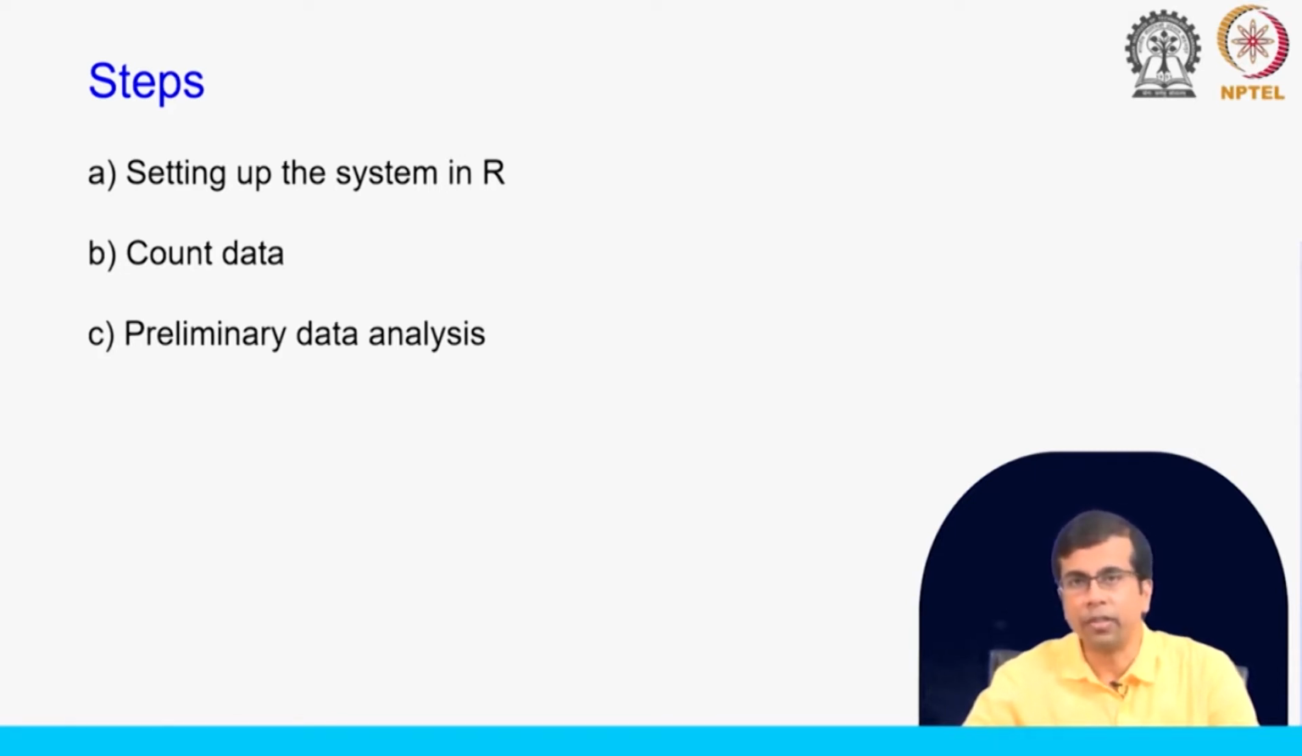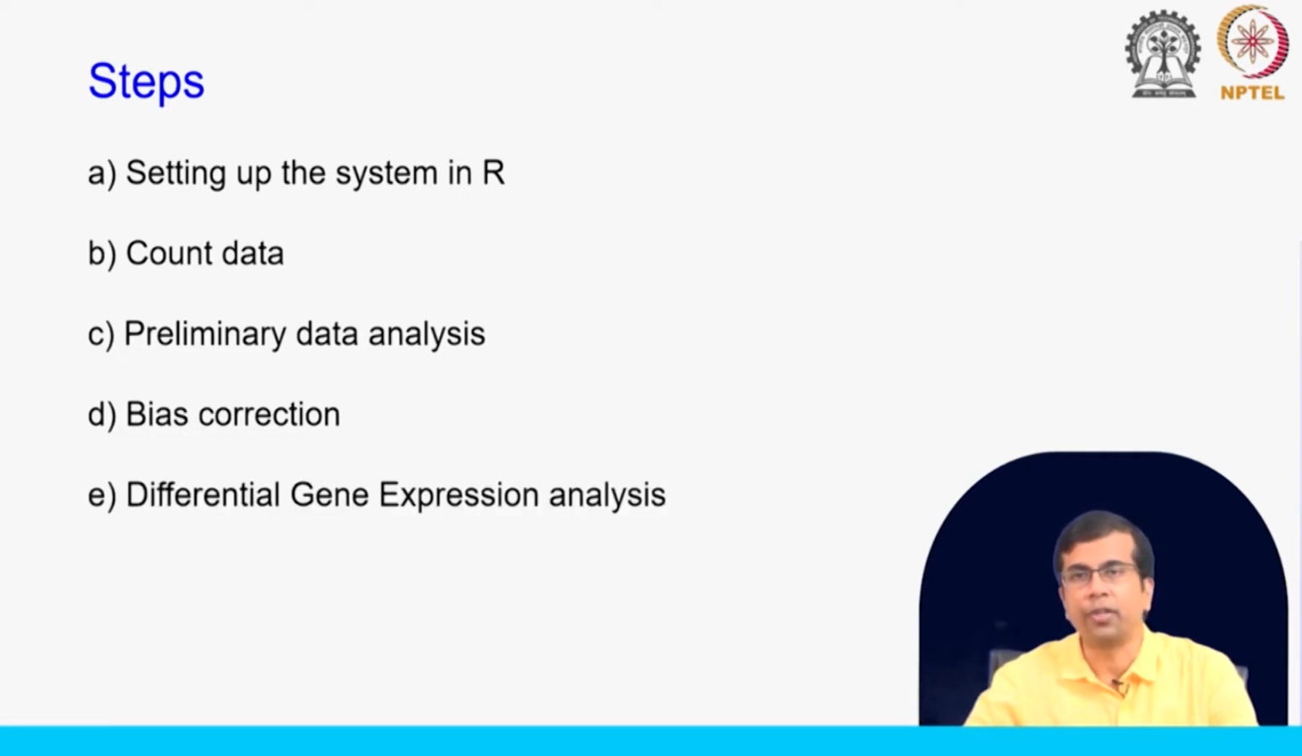So, we will go through this preliminary data analysis with our data set and then we will also do the bias correction part. We have the count data, so we will do the bias correction using an R package that can allow us to do some sort of bias correction, and then we will go to the differential gene expression analysis. This is using DESeq2.